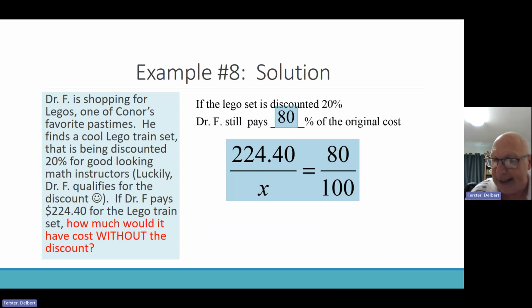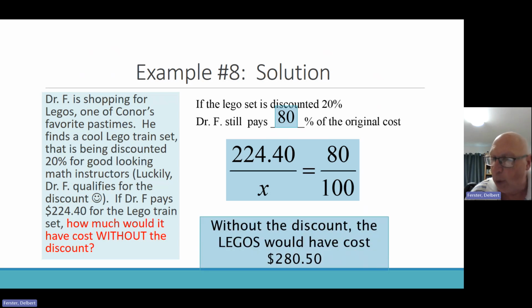So there's your proportion attack. The 224.40 is the part that represents the 80%. You don't know the whole price if you weren't able to get the 20% off. So I set that one up by proportion. And if you solved it by cross multiplying, you get $280.50 would represent the full cost if you did not get the 20% discount.